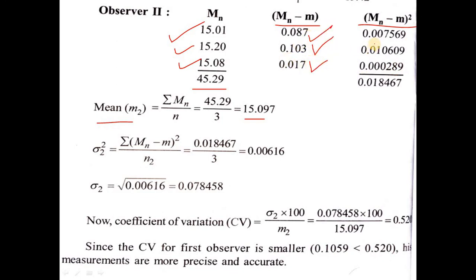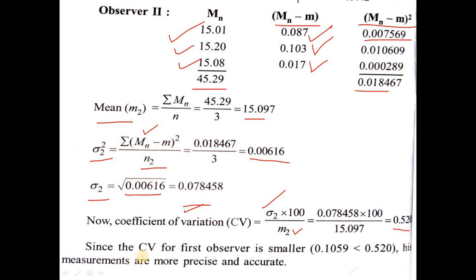and by squaring, the summation is 0.018467. And for sigma square, these values are the summation of (Mn minus M) square divided by the number of observations, and the value is 0.00616. And the standard deviation is the square root of this, that is 0.078458. Then the coefficient of variation is standard deviation into 100 divided by mean, and the value is 0.520.